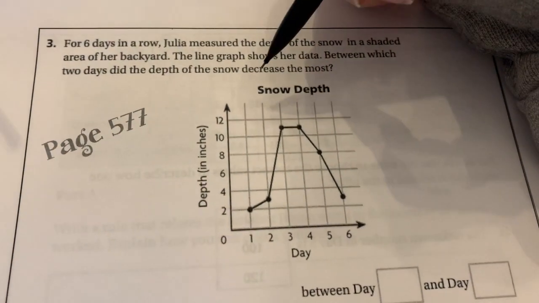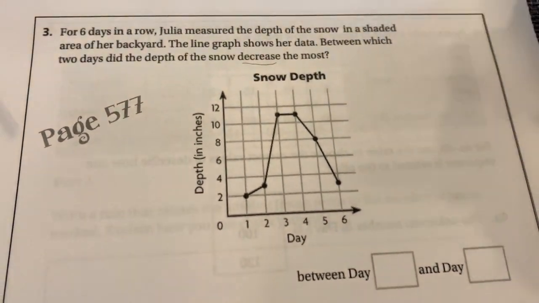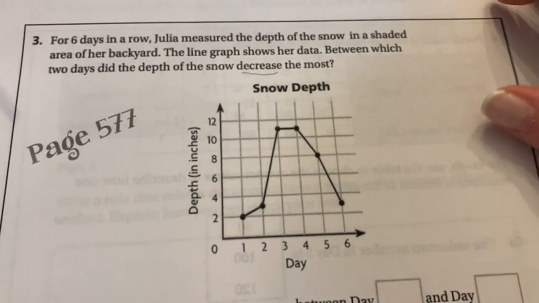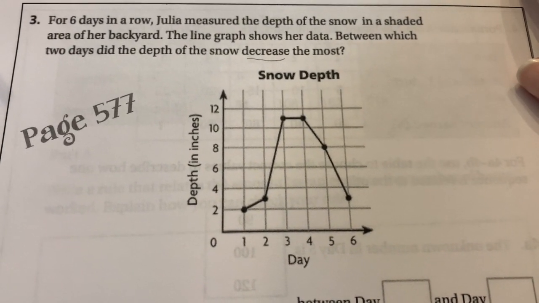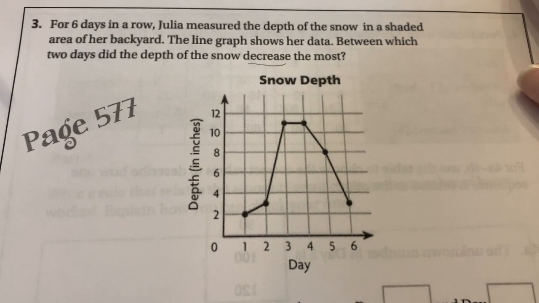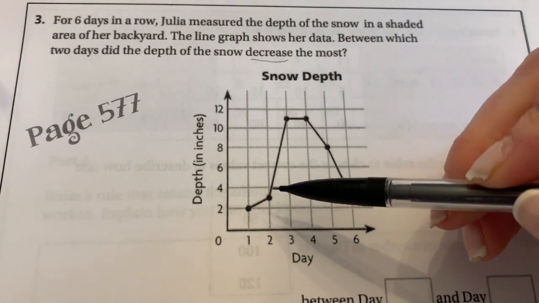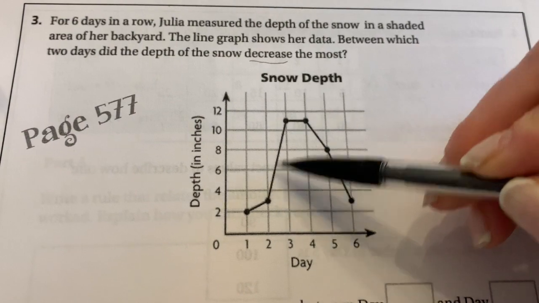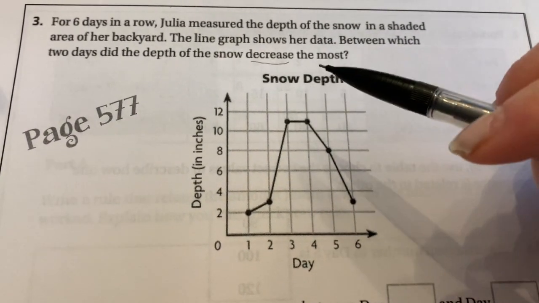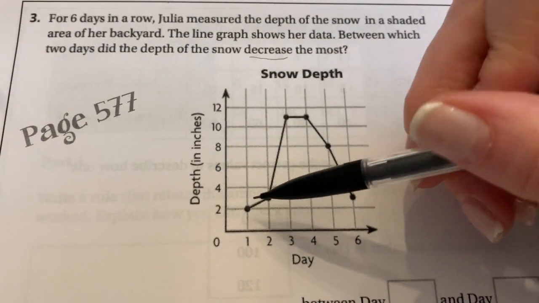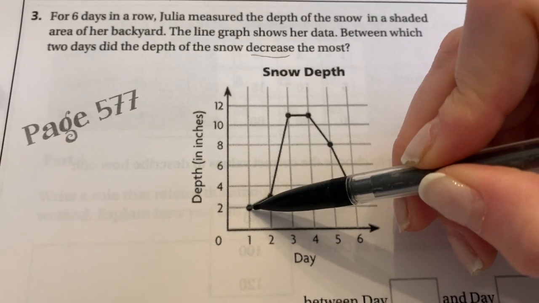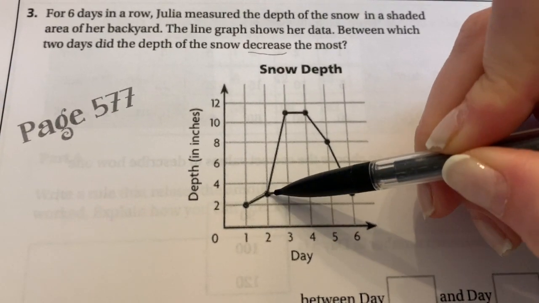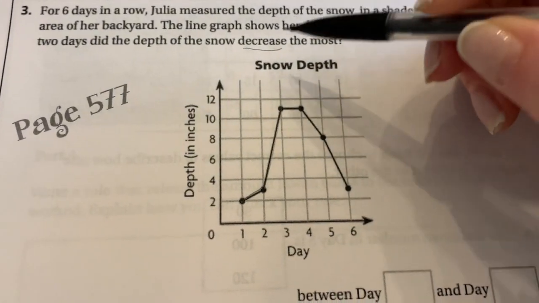So remember, guys, you have to read carefully. They want to know, where is the depth decreasing the most? Our first knee-jerk reaction is looking at this line here because it's such a huge change, but that's an increase, okay? So be careful. They want to know where it's decreasing the most, so we're only going to look for where the line is going down. From day 1 to day 2, it goes up. Day 2 to day 3, it goes up.